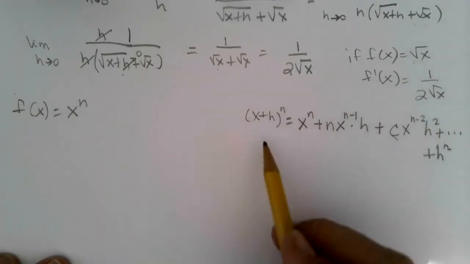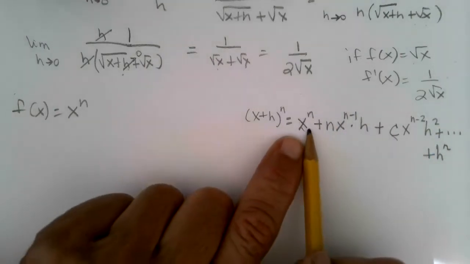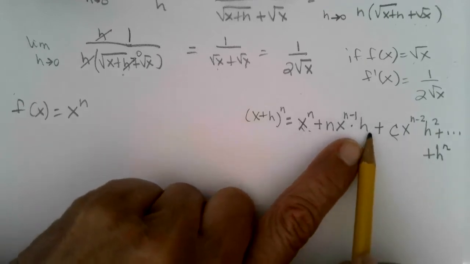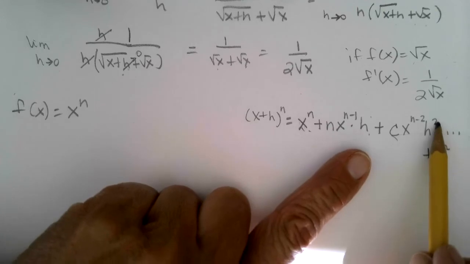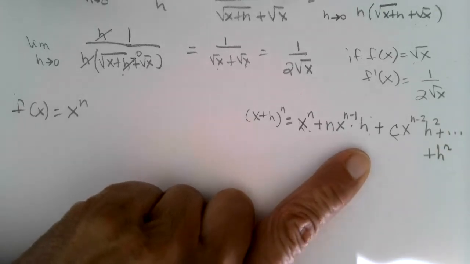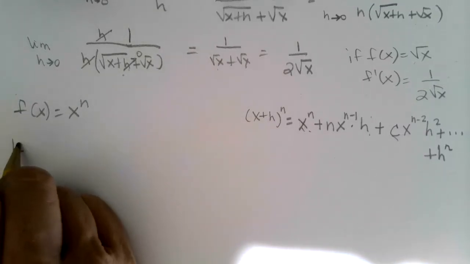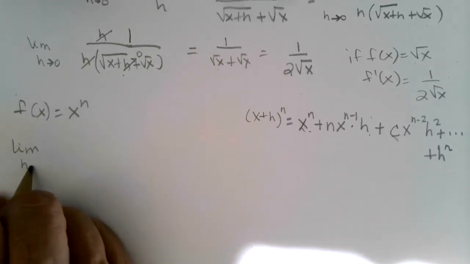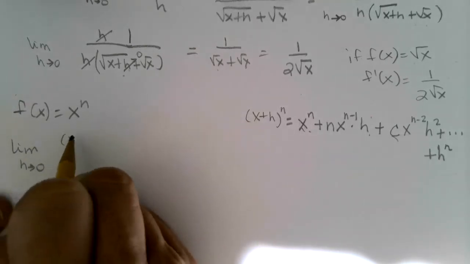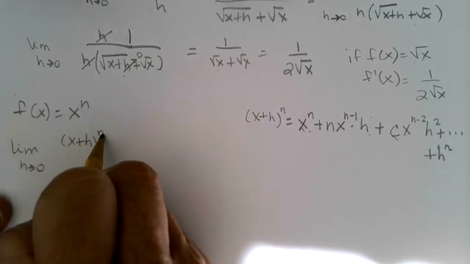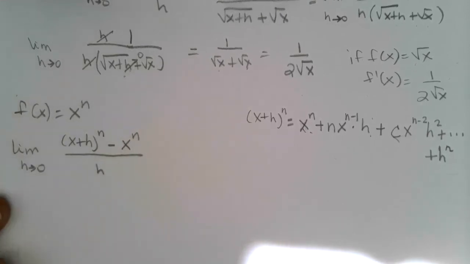Okay. Well, what I need you to notice about this is that the first term does not have an h in it. The next one has an h to the first, and every other term is going to have h to a power 2 or bigger. So keep that in your head. Here we go. We're going to find our general formula. So we're going to take the limit as h goes to 0 of x plus h to the n minus x to the n, all over h.